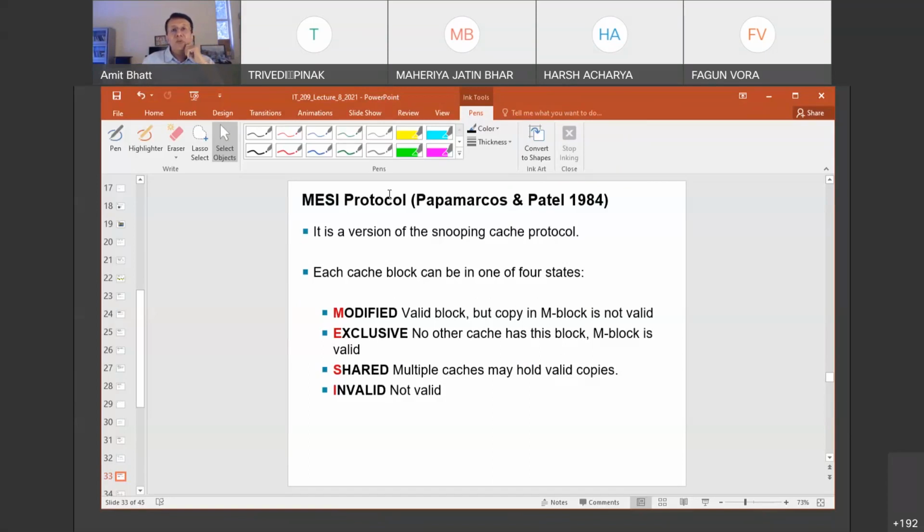Now, just like in the write back protocol, there are only 2 flags: dirty or not dirty. Not dirty means 0, and dirty means some value has changed in that block, so you get a value of 1. Here it is slightly more complicated. Instead of just valid and not valid, you have 4 flags, which are modified, exclusive, shared, and invalid.